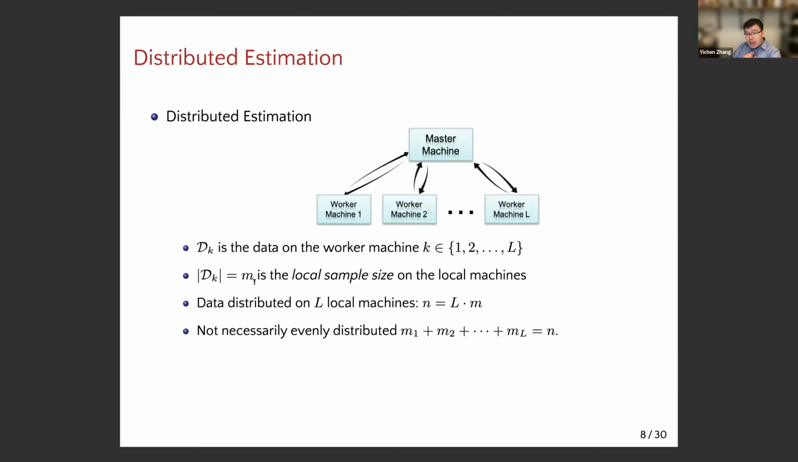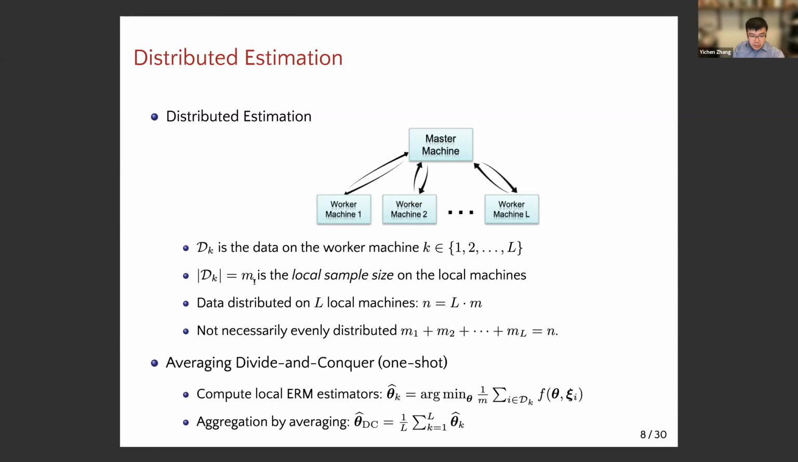And the total sample size, the entire sample, we use sample size N, which is L times M. Again, M is the local sample size and L is the number of machines. And we allow not necessarily evenly distributed machines, so we can replace N equals L times M by M1 plus M2 plus, going ahead, up to ML equals N.